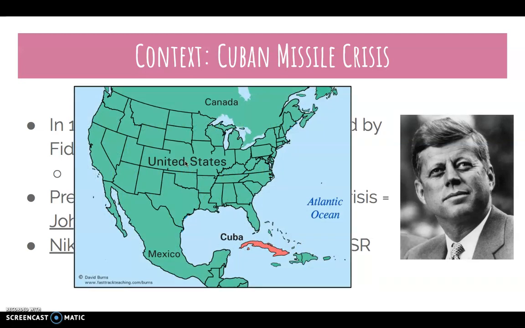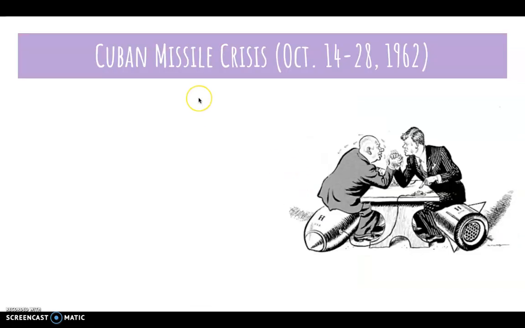Just giving you an idea, down here, this red island is Cuba. You can see that it is very, very close to the United States, in particular Florida, and a lot of these other coastal states. The Cuban Missile Crisis itself lasts from October 14th to October 28th, 1962.